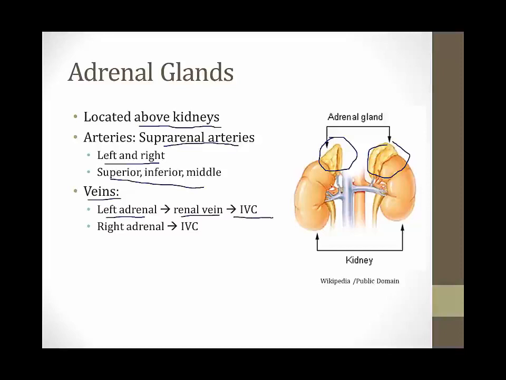to the IVC. In general, venous structures on the left side of the body have a longer course because they have to cross over to the IVC on the right side of the body. And this is true of the adrenal gland as well. It drains on the left side of the body into the renal vein, which then crosses the midline to connect to the IVC. On the right adrenal gland, because the gland is located very close to the IVC, it usually drains directly into the IVC and therefore has a much shorter course.